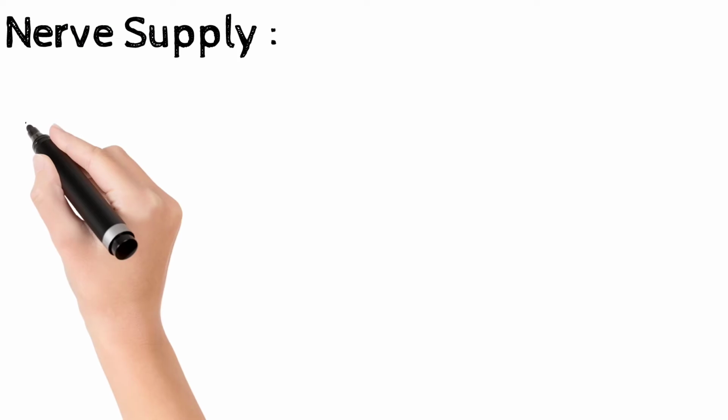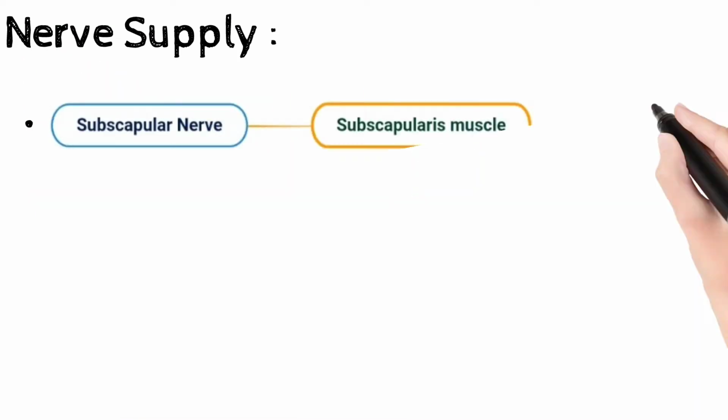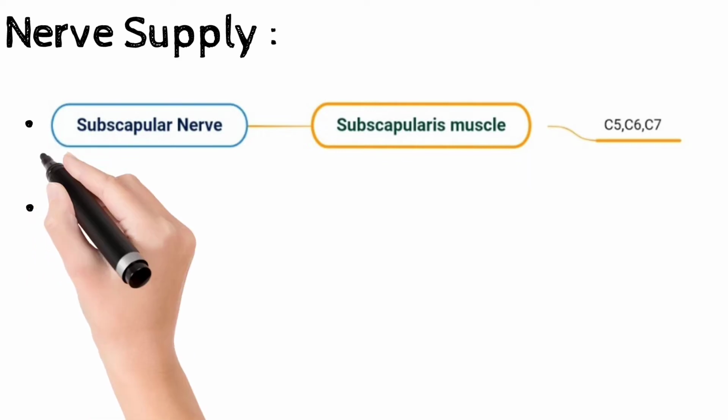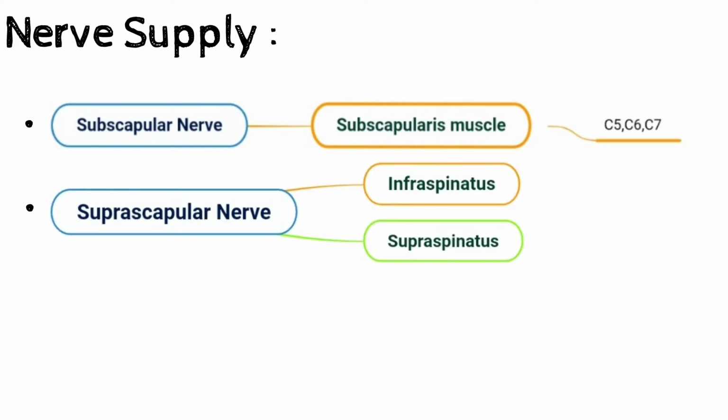Nerve supply. The subscapular nerve, upper and lower branches, innervates the subscapularis muscle. It originates from the posterior cord of the brachial plexus. Its root value is C5, 6, and 7. The suprascapular nerve innervates the infraspinatus and supraspinatus muscles.